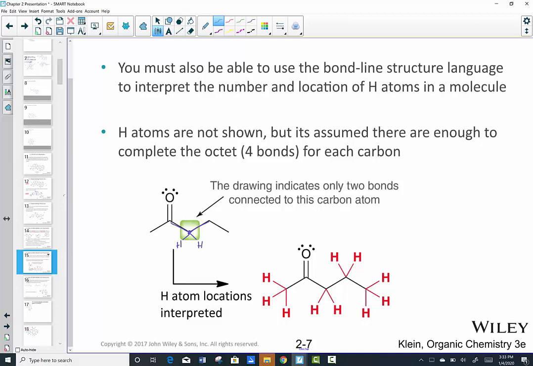Here's a carbon. It already has two bonds, so the third and fourth must indeed be hydrogens. This carbon has only one bond to another carbon, so therefore we know that there are three hydrogens. And this carbon already has four bonds, so we see no hydrogens at all. And the last one here has a bond to a carbon, leaving three more open for hydrogens. So again, just for ease of drawing, we don't show the H's, but we assume they're there.